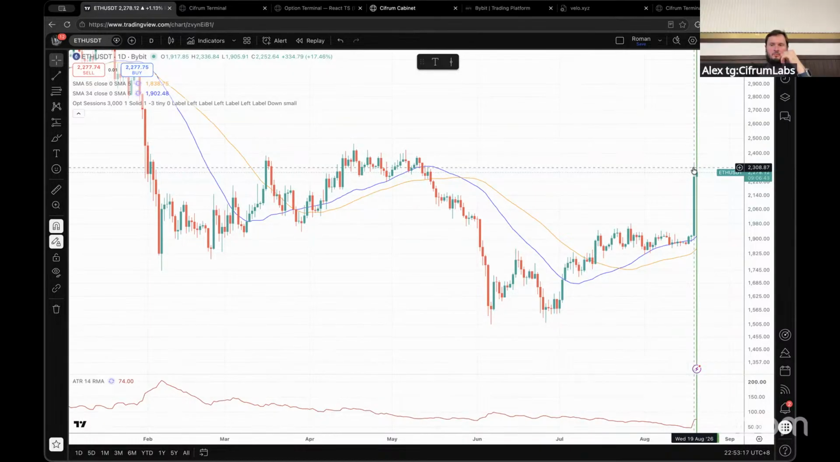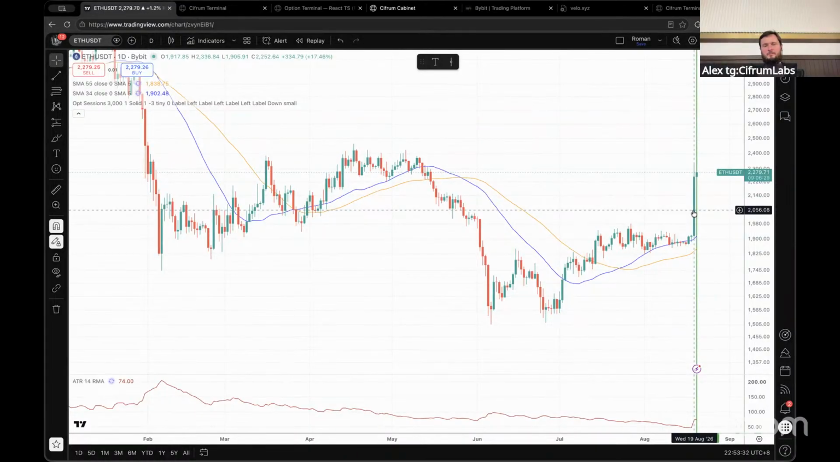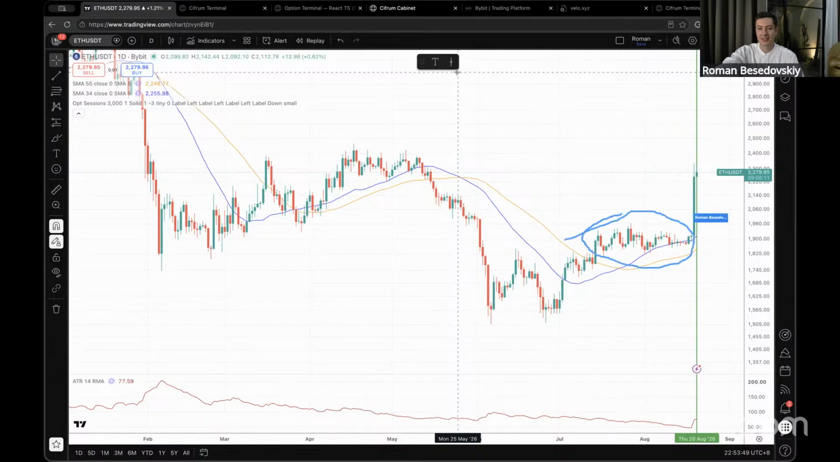So the highest point is 2330, and open was 1970. Yeah, let me check. So what is the amount? Yes, it's more than 20% in a day. But the main idea is to believe that after this you will see a day like this.